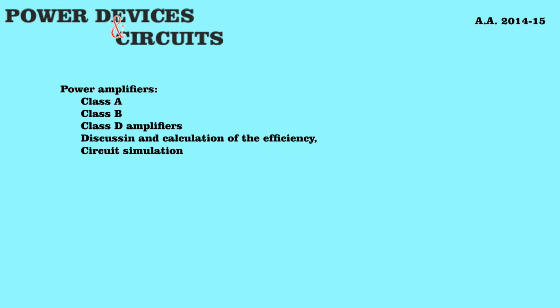The best way of reducing the power dissipation of the devices is to let them operate in two limiting operating points. The off state. In the off state, the power dissipation is zero because the device current is zero. Power is current multiplied by voltage. Current is zero, so power is zero.